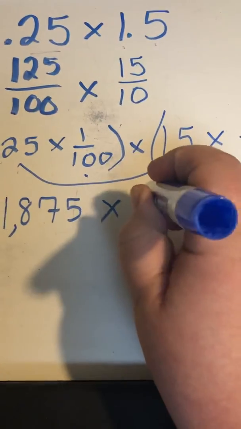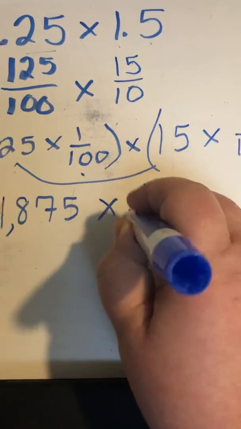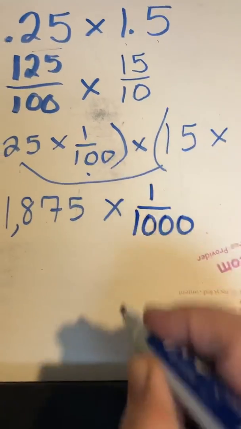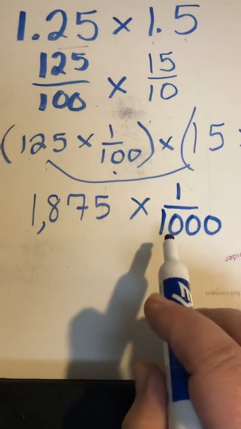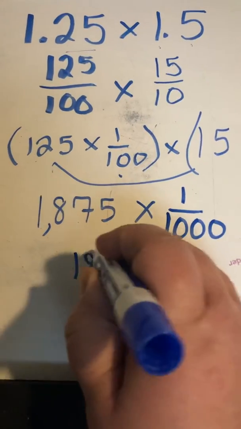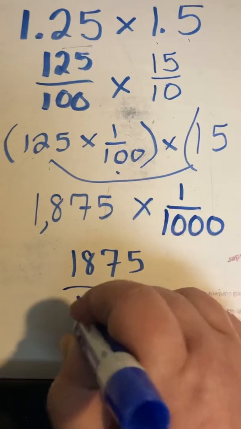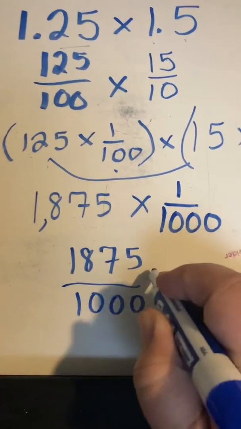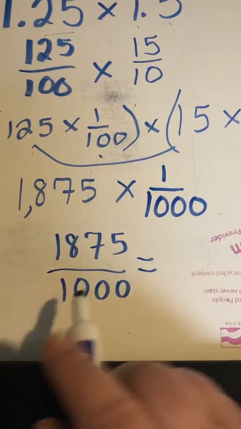So remember, 1 times 1 is 1. 100 times 10 is 1,000. So I'm now left with the problem 1,875 times 1,000, which is going to give me 1,875 over 1,000. And then when I write that as a decimal, remember improper fraction again.